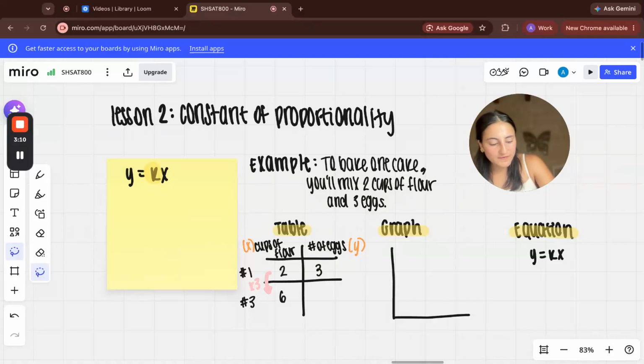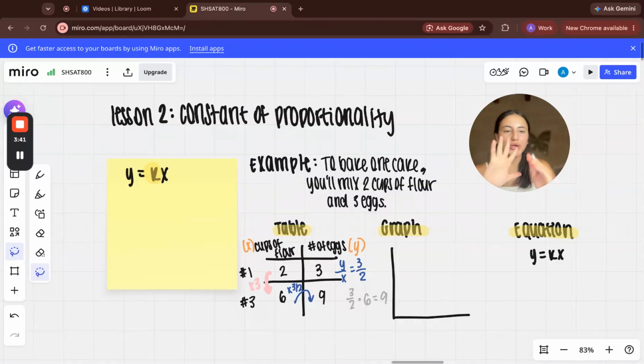So over here, if I want to do y over x, that's equal to 3 over 2. And then I can just go ahead and multiply 6 by 3 over 2. If we solve that out on the side, 3 over 2 times 6 is going to get us a value of 9. So now we know that the number of eggs for 6 cups of flour is 9. That also makes sense because we could have also just multiplied 3 by 3.